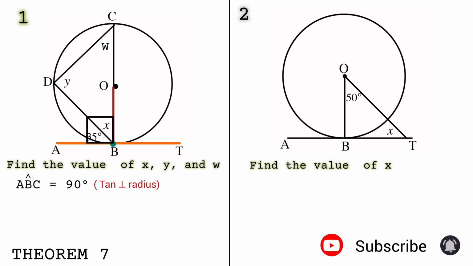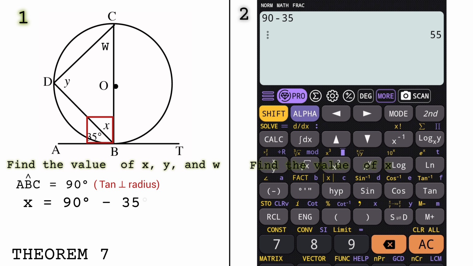To find the value of x, we know that this is a 90 degrees angle, so we minus 35 degrees from 90 degrees, which will give us 55 degrees, so the value of x is 55 degrees.